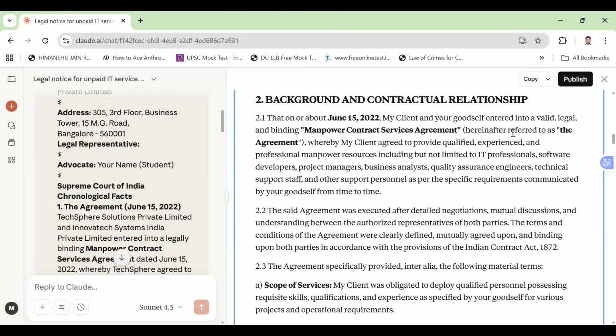Sir, can you show your facts of the case, what you have written in AI, so that it can convert into a legal notice? Yeah, what you just said? Facts of the case, yes. I have already given it in the group chat.